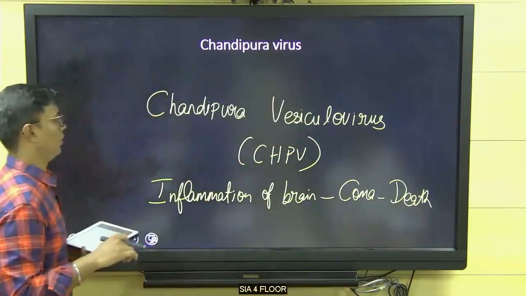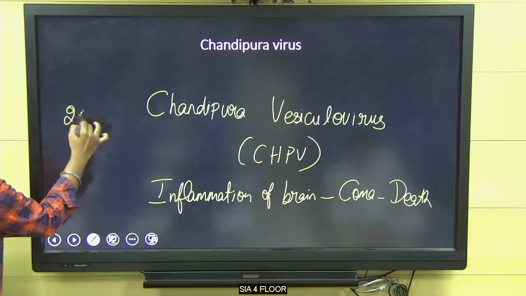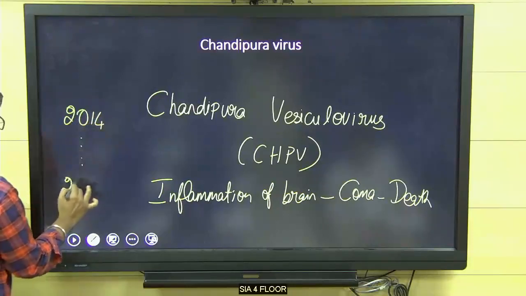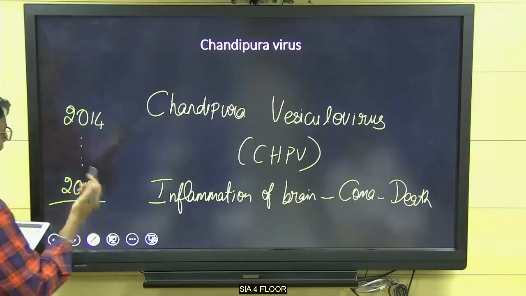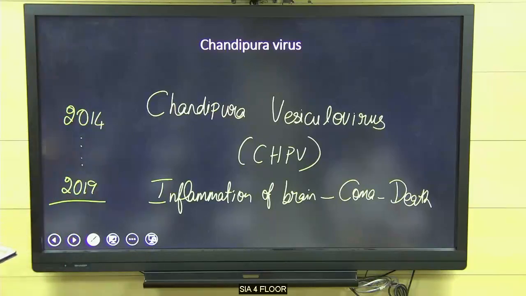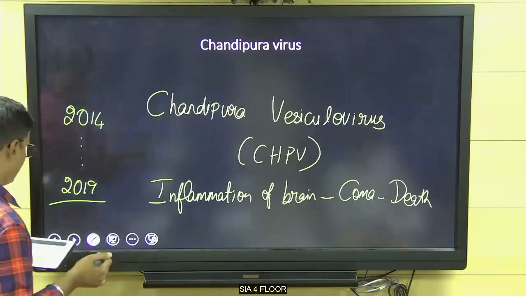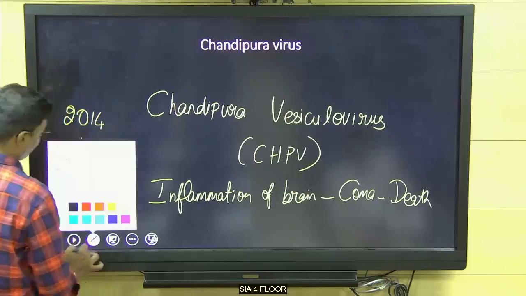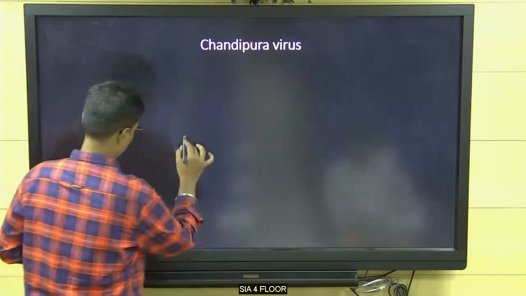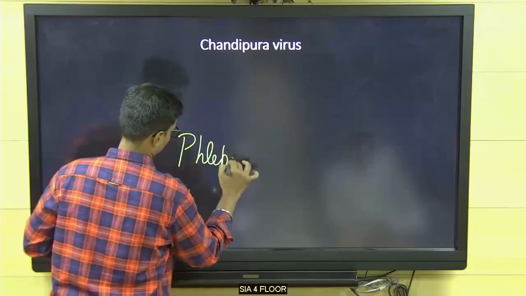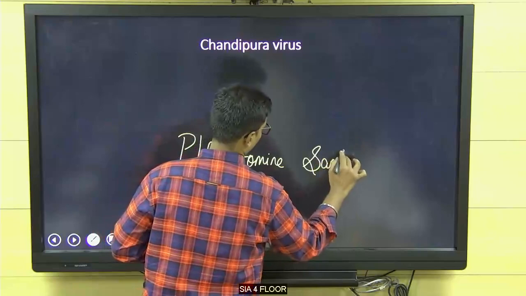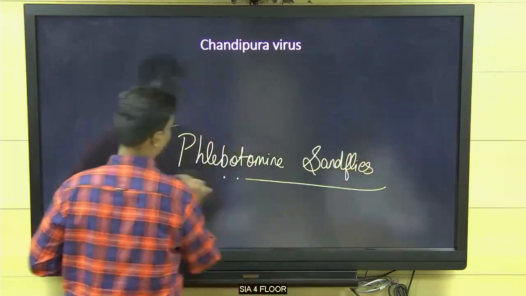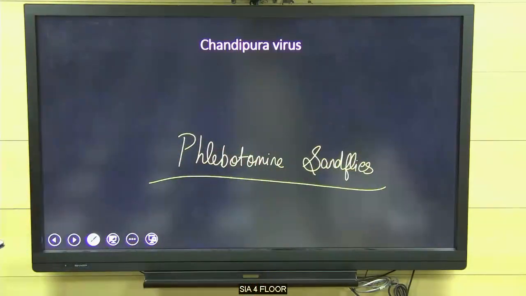So why was this in the news? The last reported case of Chandipura virus was in 2014. After 5 years, in 2019, there were fresh cases of Chandipura virus. Now, who causes this? It's a virus. Who is the vector of this virus? It's a sandfly. It's the Phlebotomine sandfly that carries the virus. They are the vectors or the carriers of the virus.